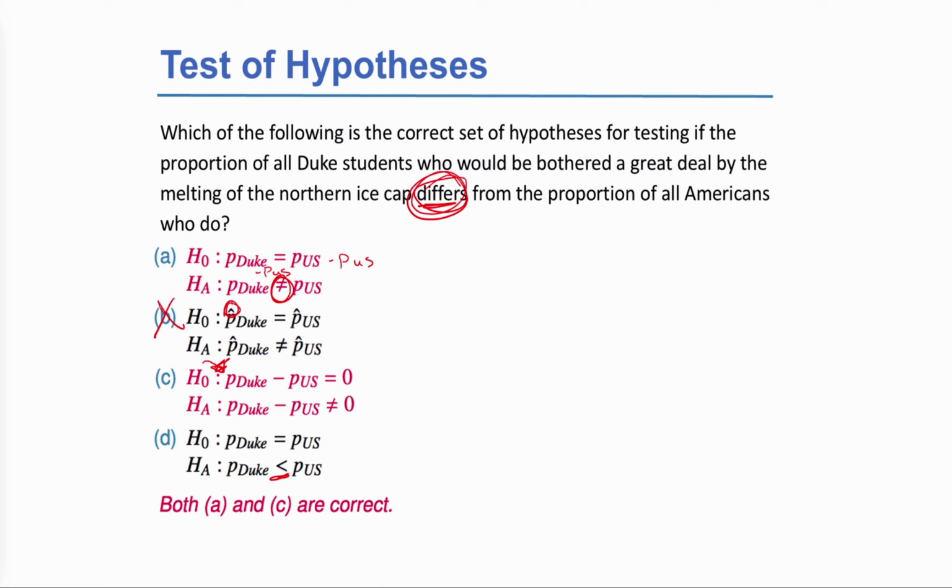D is a one-tailed test, and the question doesn't indicate a one-tailed test because it doesn't indicate a direction. But you can write your hypotheses either way, A or C. Both of them will be correct. C is a little bit more intuitive because of the way that we calculate the test statistic, but either one is fine.